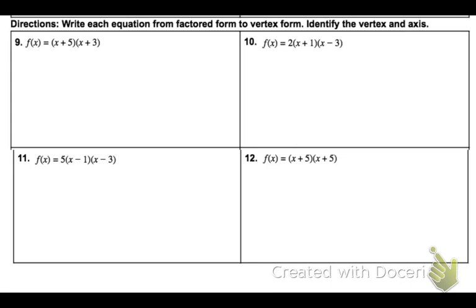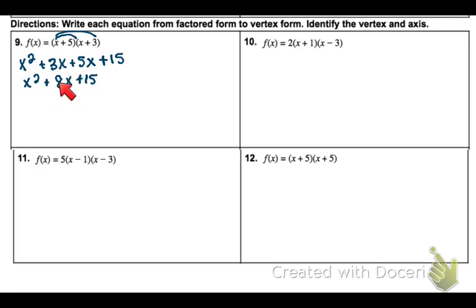So let's take a look at number 9. The first thing you want to do is go from factored to standard, and that's where you're going to FOIL, where you multiply. So x times x is x squared, x times 3 is 3x, 5 times x is 5x, and 5 times 3 is 15. Now if you look at this, you can actually combine like terms, which is what I'm doing now. Now that I have this, notice how now I have standard form.